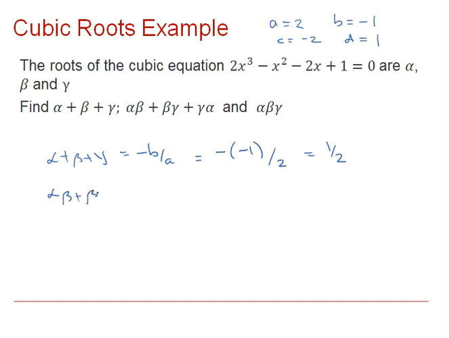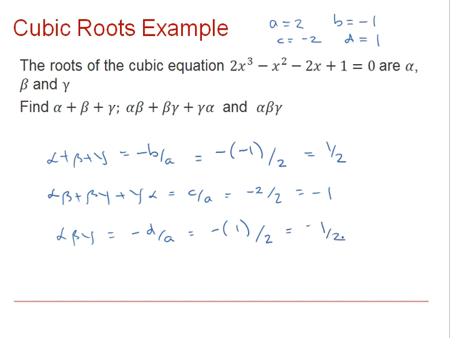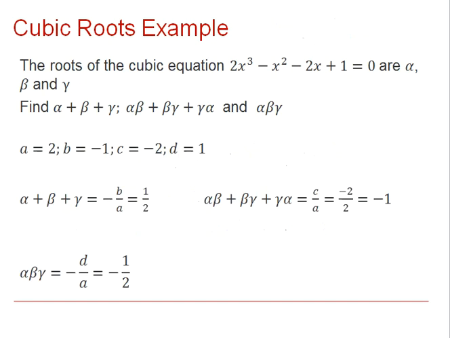If I look at the pairwise, alpha beta plus beta gamma plus gamma alpha, I know that that is c over a, which in this case is minus 2 over 2, which will be minus 1. And then the product, alpha beta gamma, will be minus d over a, which in this case will be minus 1 over 2, or minus a half. Here we are checking the results. Again, I would really recommend using brackets and being very careful with the signs.